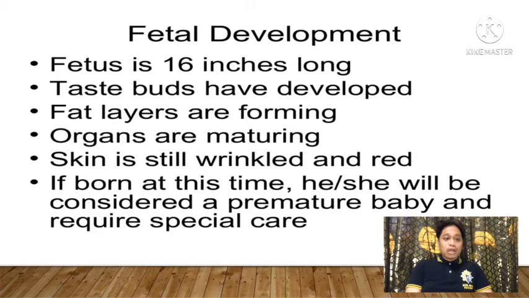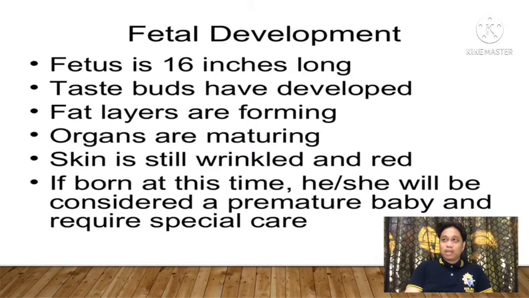And also, if born at this time, he or she will be considered a premature baby and require special care. So, like what others say, if the baby is given birth at 7 months, it could be premature, or sometimes they call it a critical period, wherein the baby has a chance of a 50-50 life.